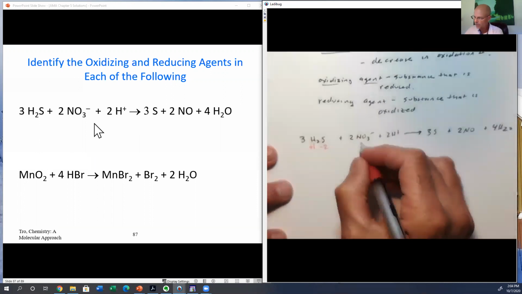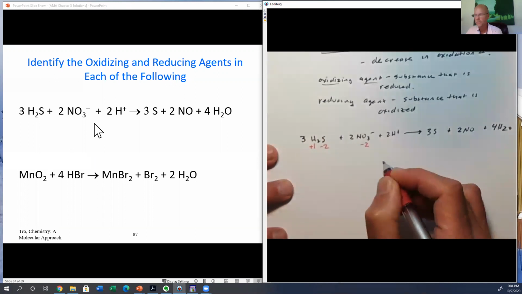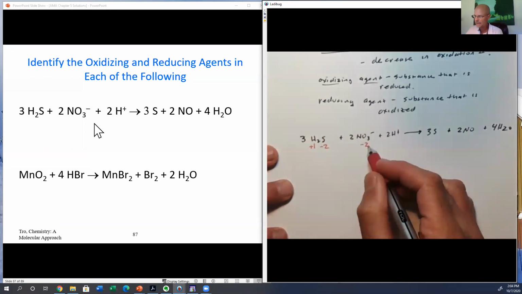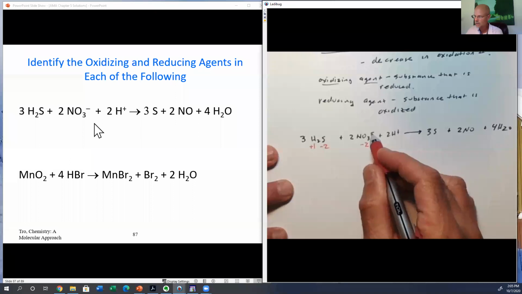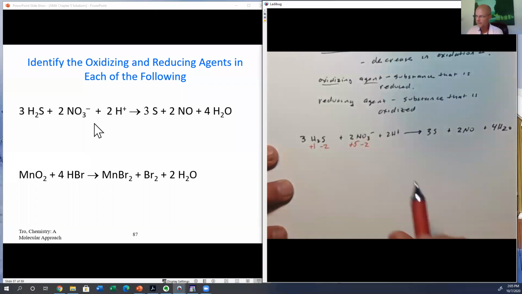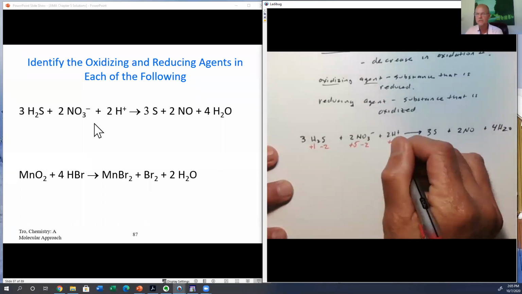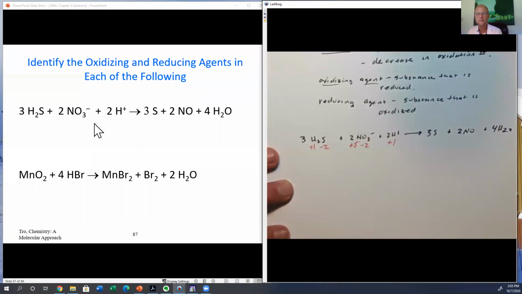I go to the next one. The first one I assign here is oxygen, which is -2. There's 3 of them for -6, and the total charge is -1. So nitrogen must be +5, in order for the sum to be -1, because remember, the sum of all the oxidation states for an ion has to add up to the charge of that ion. Here we have a monoatomic ion, so its oxidation state is just its charge, +1.